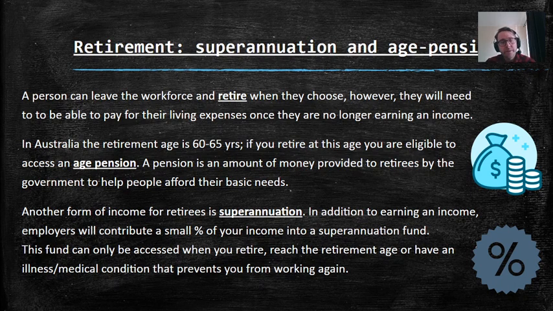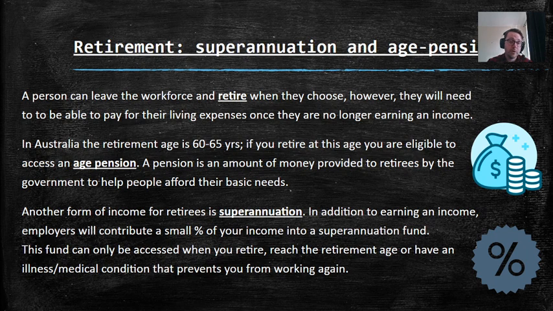So how am I going to do that if I've lost my salary, my wages, my income? Well, in Australia, the retirement age is 60 to 65 years. So that's when most people will retire in Australia. That's when we'll stop working, is around 60 to 65 years. If you retire at this age, you are eligible to access an age pension. And a pension is an amount of money provided to people who retire, retirees, by the government to help people afford their basic needs.